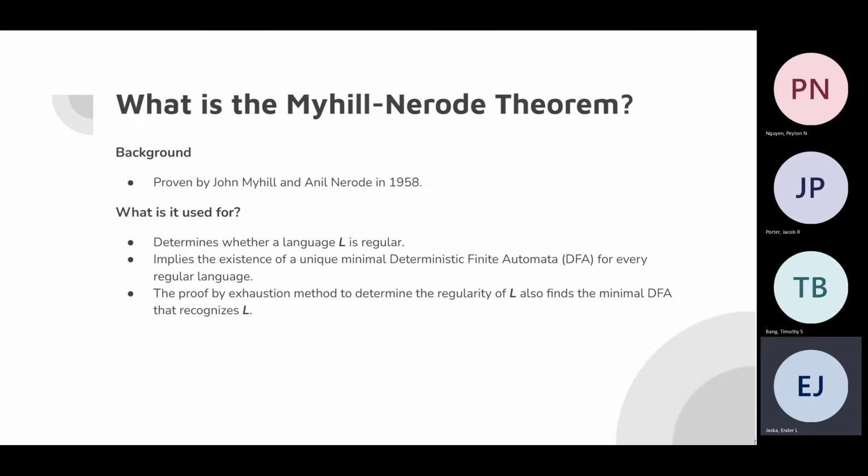It was proven by John Myhill and Anil Nerode in 1958 at the University of Chicago, and it determines whether a language L is regular. It also implies the existence of a unique minimal DFA for every regular language, and this can be found through the proof by exhaustion or proof by cases method.